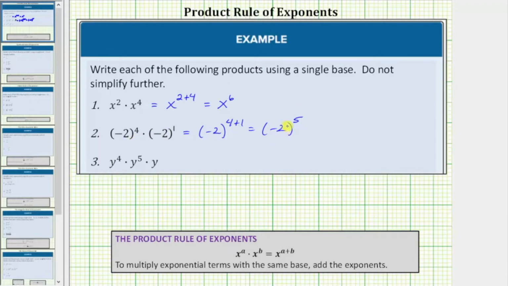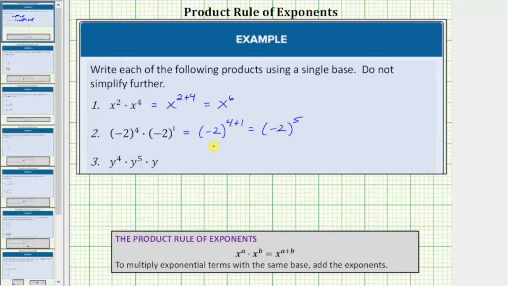And again, let's look at this and see why this makes sense. Beginning with the original product of the base of negative 2 raised to the fourth power times negative 2, we know the exponent of 4 means we have four factors of negative 2. So we have negative 2 times negative 2 times negative 2 times negative 2. So here is the base of negative 2 raised to the fourth power. And then we have times another factor of negative 2. Notice how this product contains a total of 1, 2, 3, 4, 5 factors of negative 2, giving us the base of negative 2 raised to the fifth power, which we found above by adding the exponents.